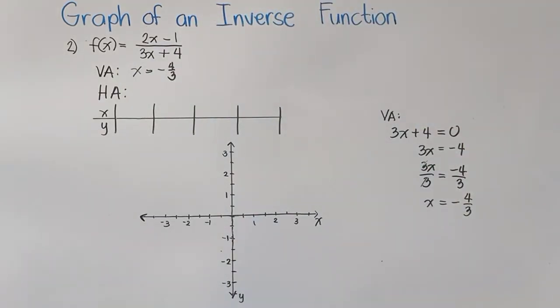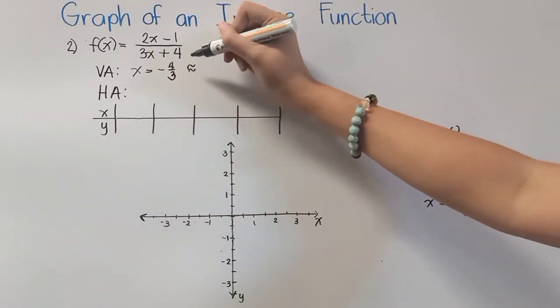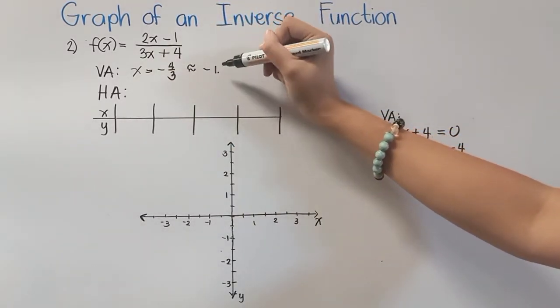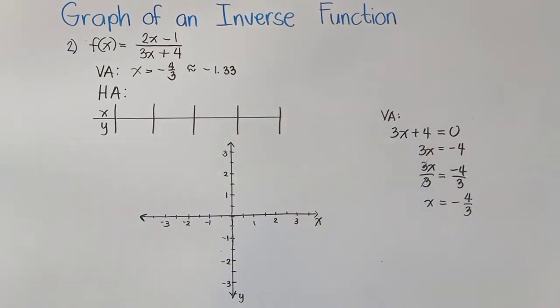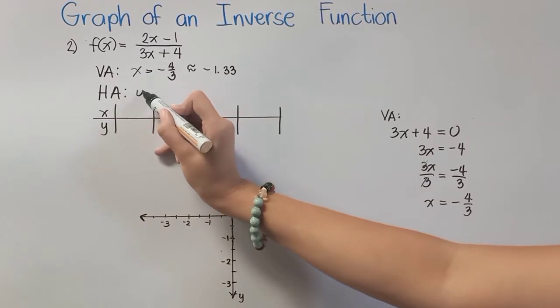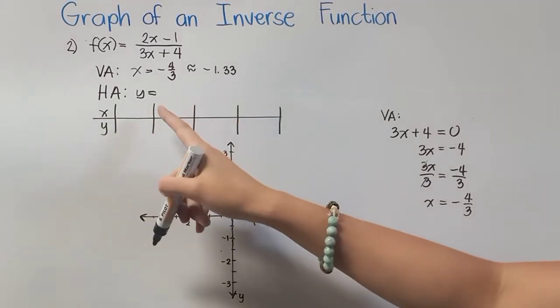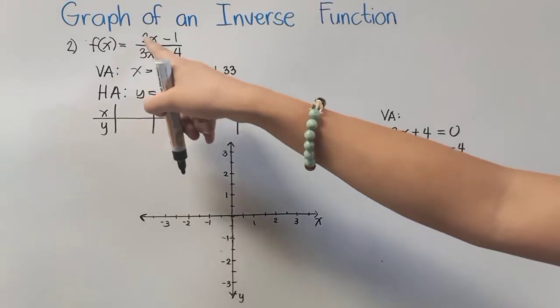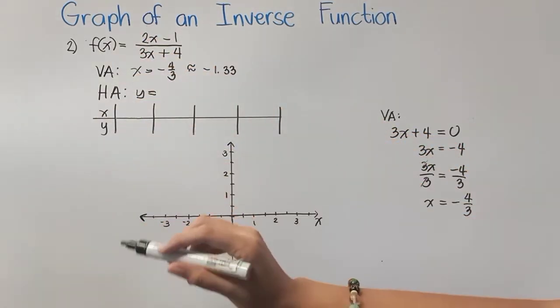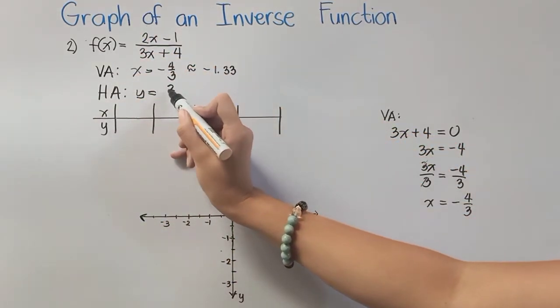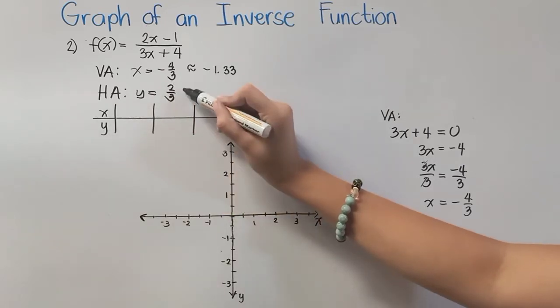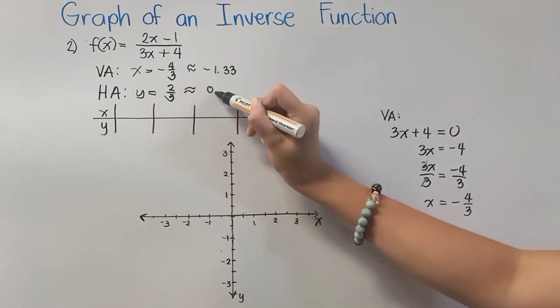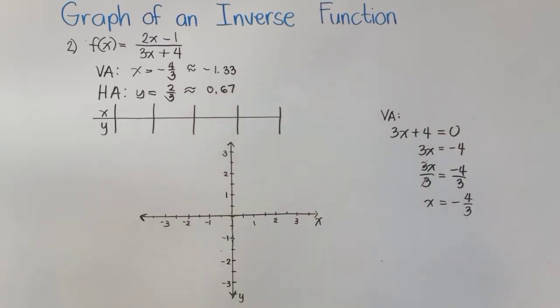4 divided by 3 is approximately 1.33. So our x here is negative 1.33. Next is our horizontal asymptote. To get our horizontal asymptote, we will only get the numerical coefficient of our numerator and our denominator, and that is 2/3. That is approximately 0.67. And we are now ready to graph.